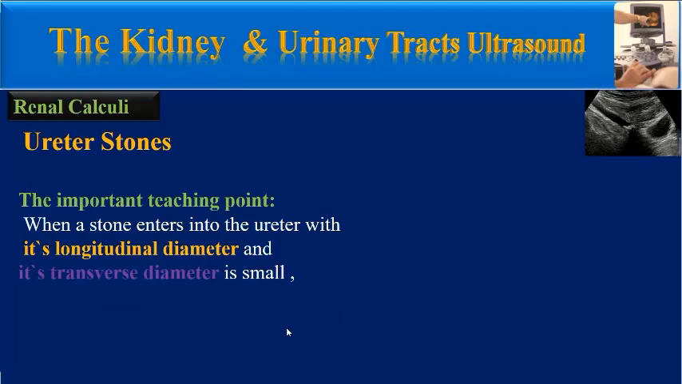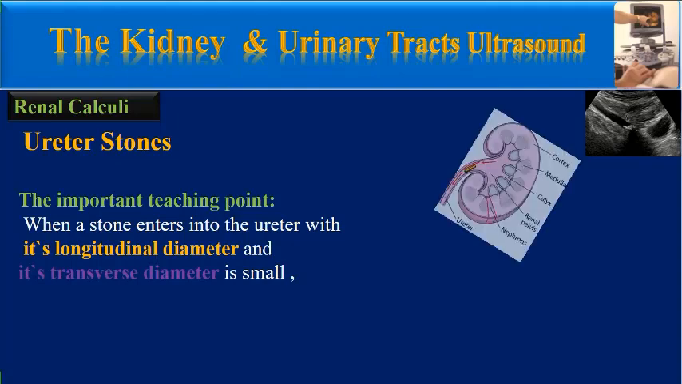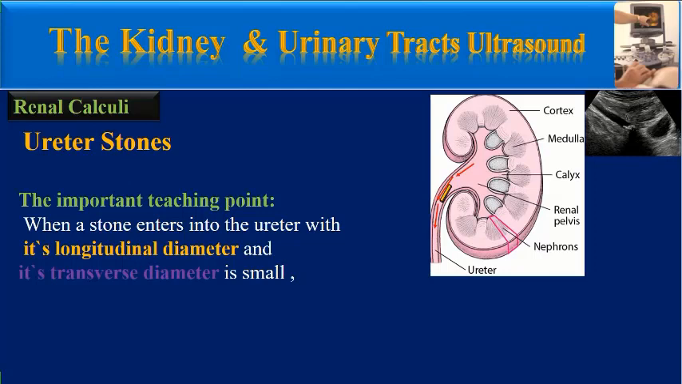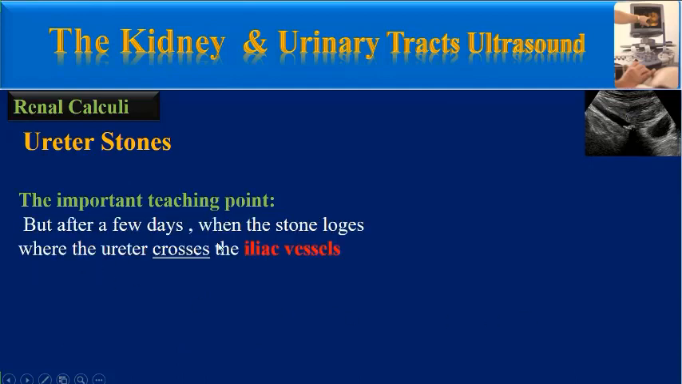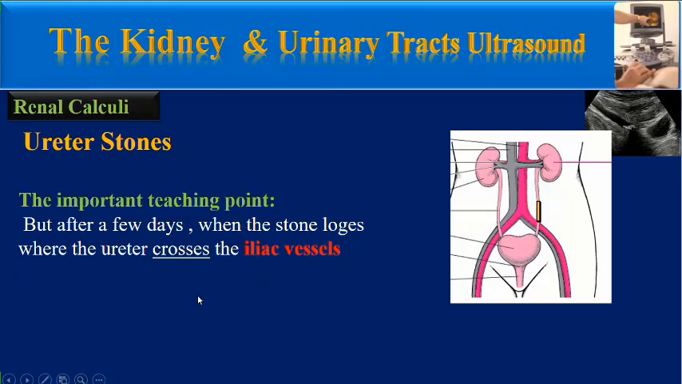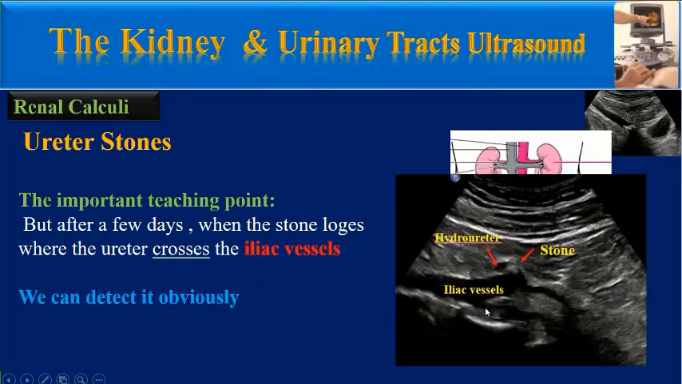So there is an important teaching point about ureter stones. When a stone enters into the ureter by its longitudinal diameter and its transverse diameter is small, like this stone, it may be missed by sonography initially. But after a few days, when the stone lodges where the iliac vessels are, we can detect it obviously.